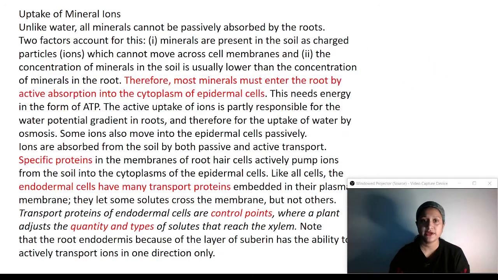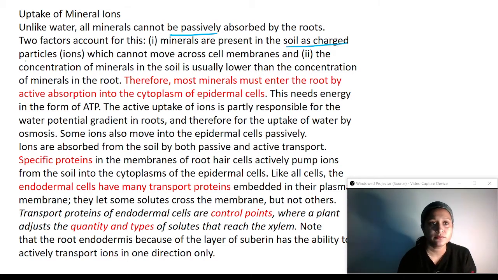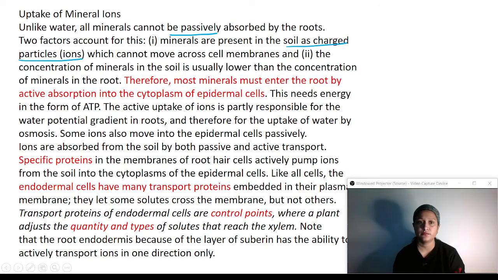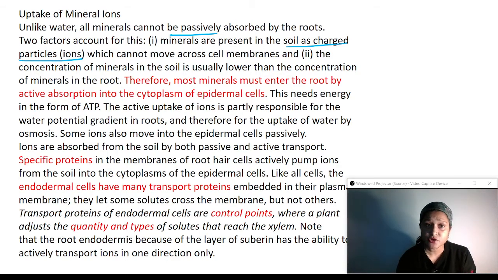Fine. Now let's read what is mentioned over here. As I said, the water is absorbed passively. Now if we talk about the minerals, minerals are present in soil as charged particles. So they are absorbed in the ionic form. Second thing is that the concentration of minerals in the soil is usually lower.